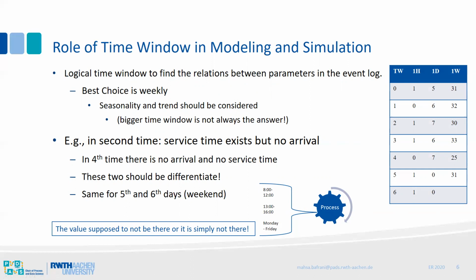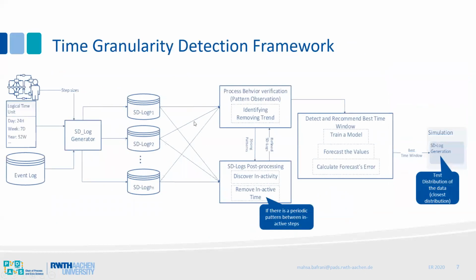So that includes that we can have, at the end, the most accurate simulation model. The Time-Granularity Detection framework that we propose starts with an event log and the logical units of time, which include day, week, and year, and so on. Users can also define some time windows based on background knowledge. We generate the still logs or simulation logs for each of the defined time windows, and then we use these time windows to identify and remove any trend in our data.